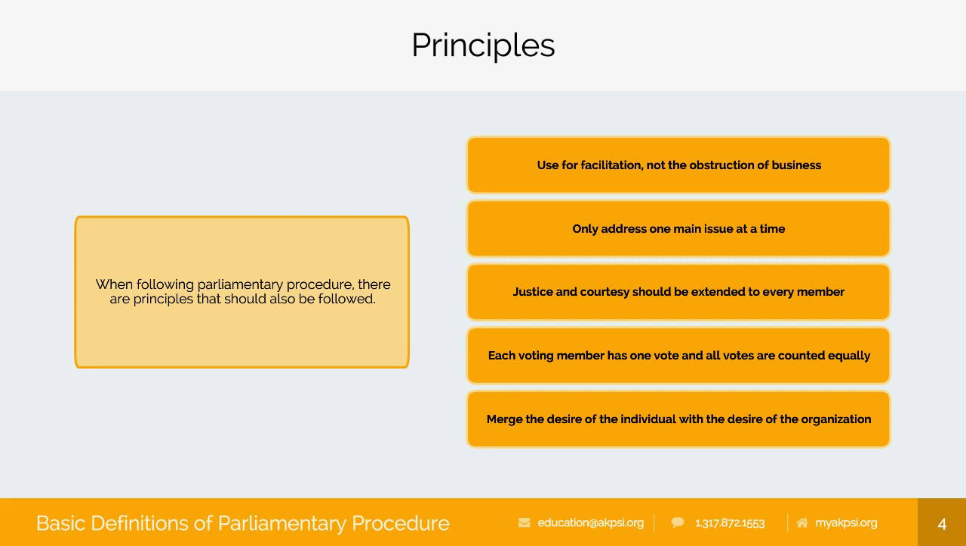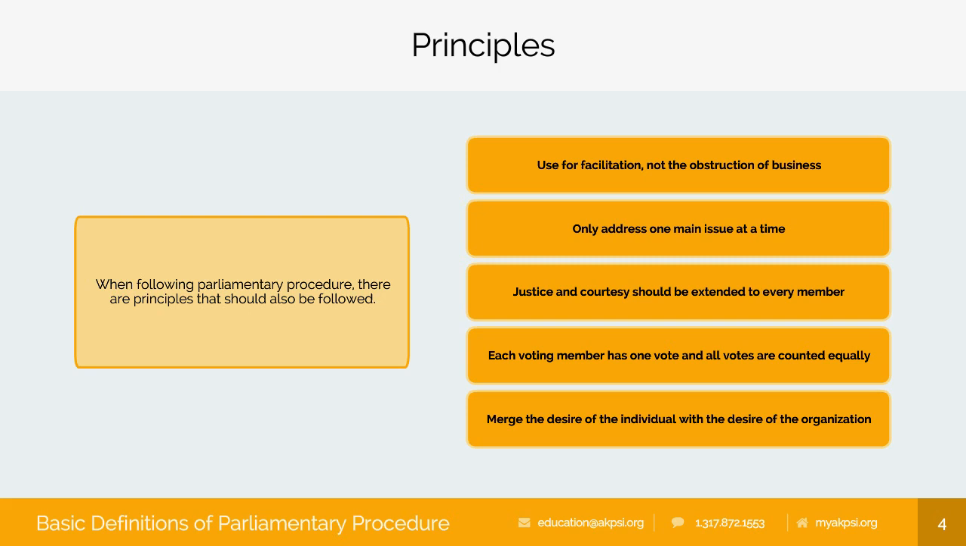To aid in the flow of the meeting, you should only address one main issue at a time. This controls the conversation in the room and can help focus the attention on the issue. With only one issue posed at a time, it can also help deter conversation from getting off track and members losing sight of what the issue is actually about.